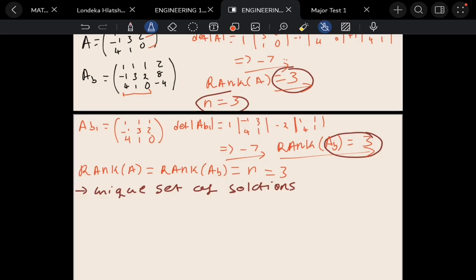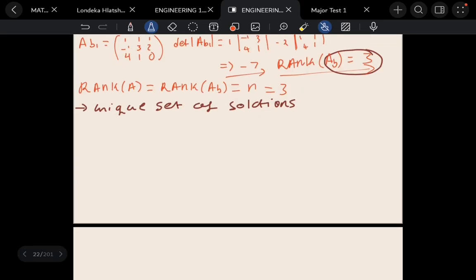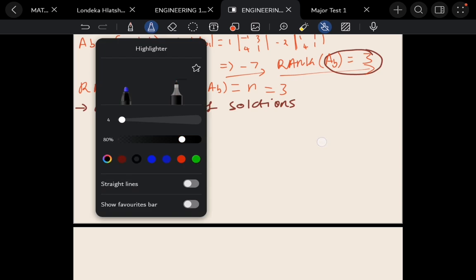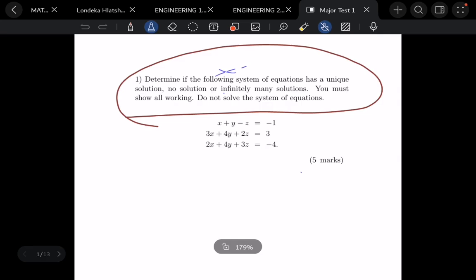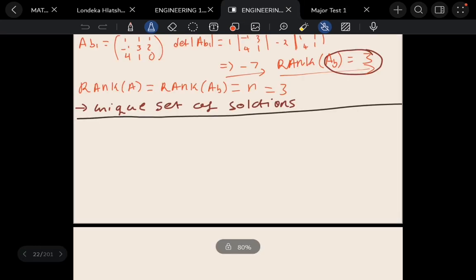Let us look at another example. The question is still the same. Nothing has changed. But now we have equations like this one.